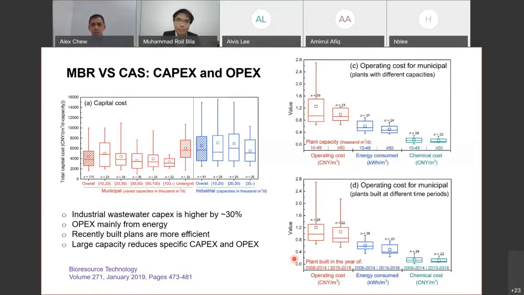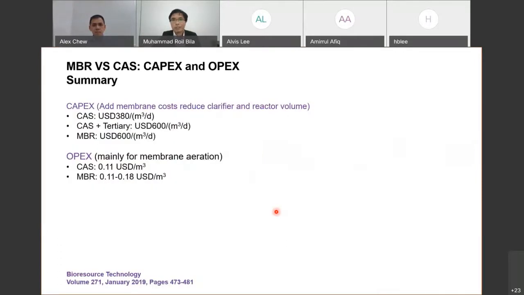And the other thing is that the larger the capacity you have, the lower the specific capex and opex. So the main things from those slides I can summarize here. If you compare the investment cost of the conventional activated sludge, on average, this is data from a Chinese report, the investment is about 380 per cubic meter per day capacity. If you have conventional activated sludge with tertiary treatments, with UV, with activated carbon, and so on, the cost of investment is close to USD 600.